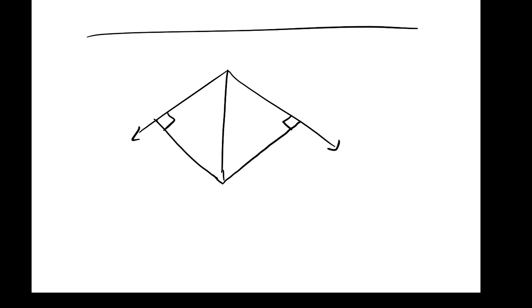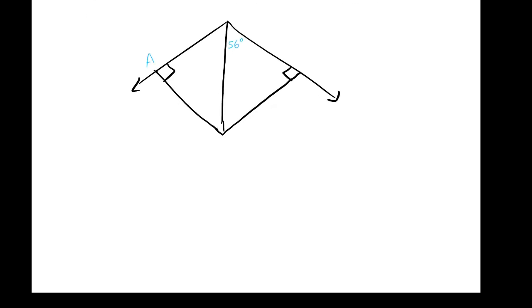Go ahead and copy down this figure. Here, this is 56 degrees. This is A, B, C, and D. Moreover, AD is 10 and CD is 10. All right, so what we're looking for here is the measure of angle ABC.